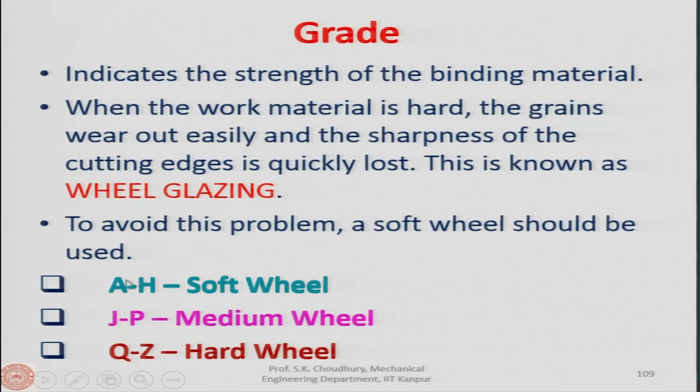Here, all 26 letters of the English alphabet are used except O and I, because O looks like 0 and I looks like 1. So, except O and I, all the other 24 letters are used to designate the grade of the grinding wheel. Once again, A to H is the soft wheel, and similarly J to P, and Q to Z is the hardest.